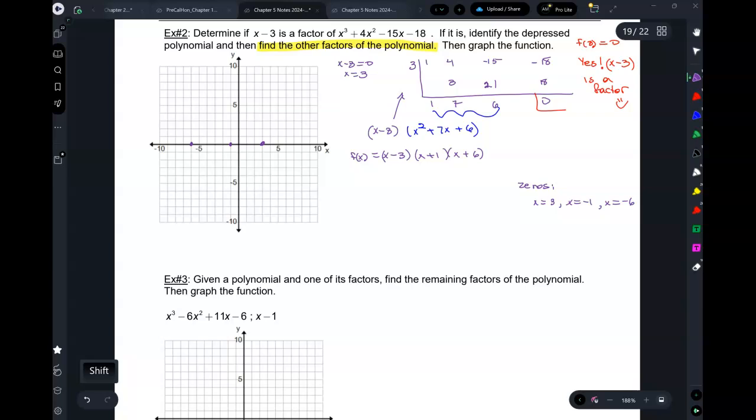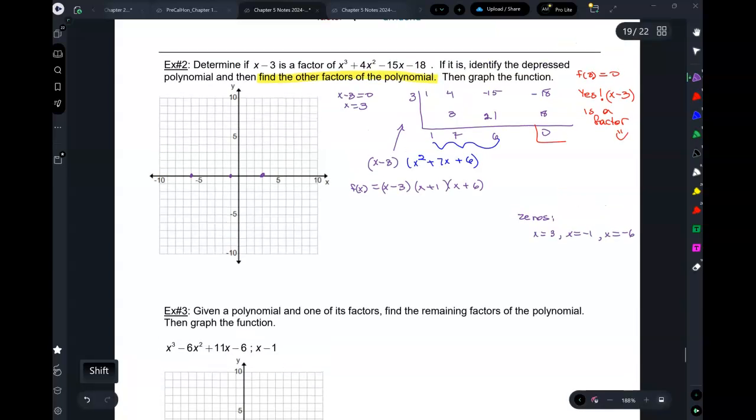Now it says to graph the function. Okay, so let's see how I'm going to graph this function. My leading term is x cubed, right? If it's x cubed, it's odd. That means it's going to go up on the right side and down on the left side, right? So when I graph this, it's got to go here, cross this, turn around, and go up. Right? Do you see that?